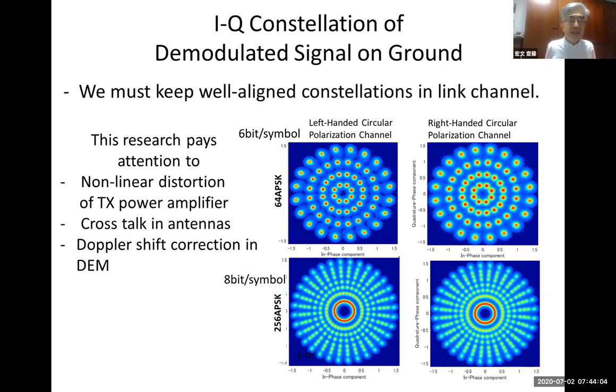One is nonlinear distortion of the transmitter power amplifier, and suppression of this nonlinear distortion. The second is suppression of crosstalk in the ground antenna and the onboard antenna. The third technology point is Doppler shift correction in the software demodulator. Due to these technologies, we successfully performed 256 APSK dual channel communication.